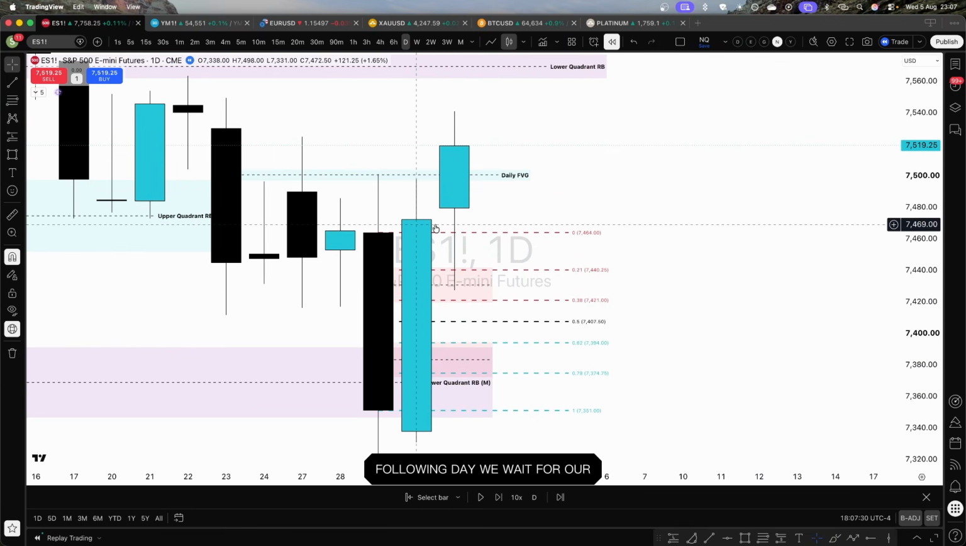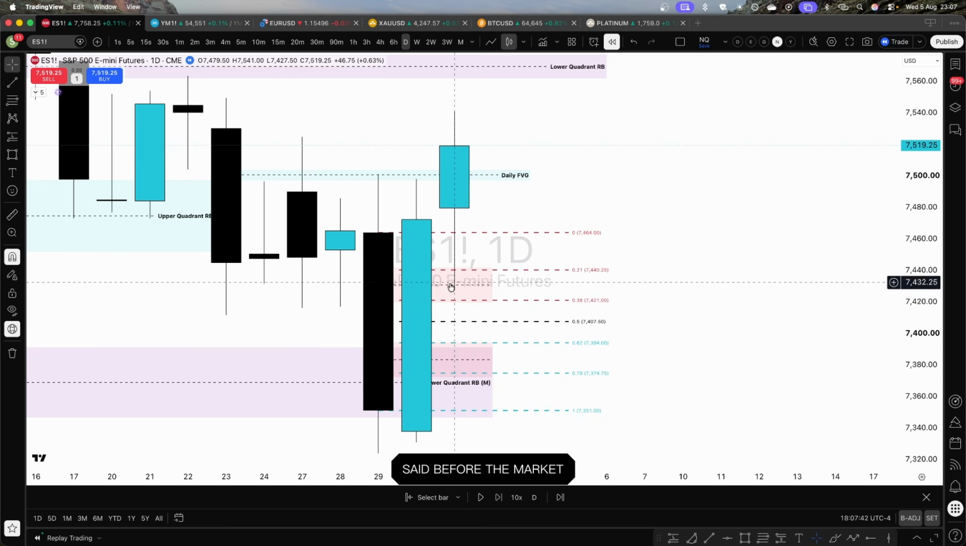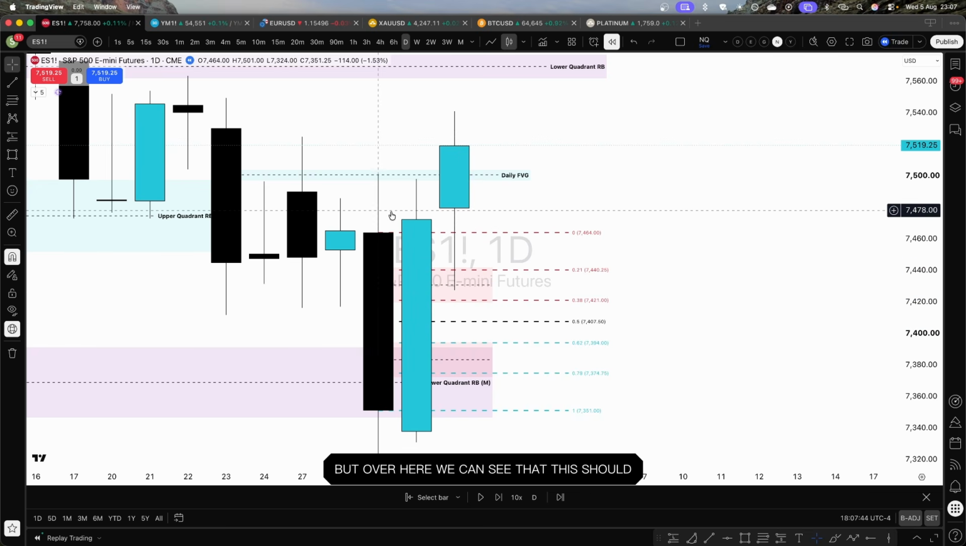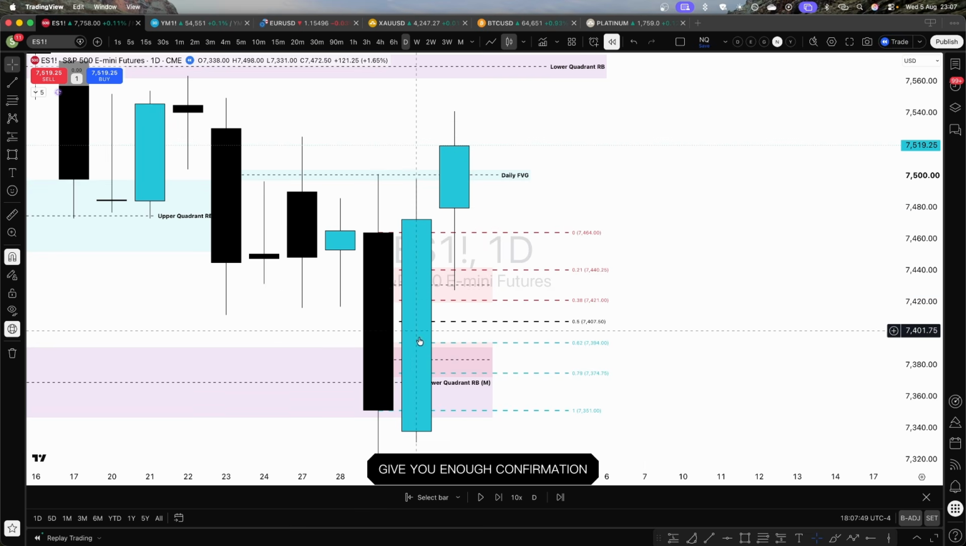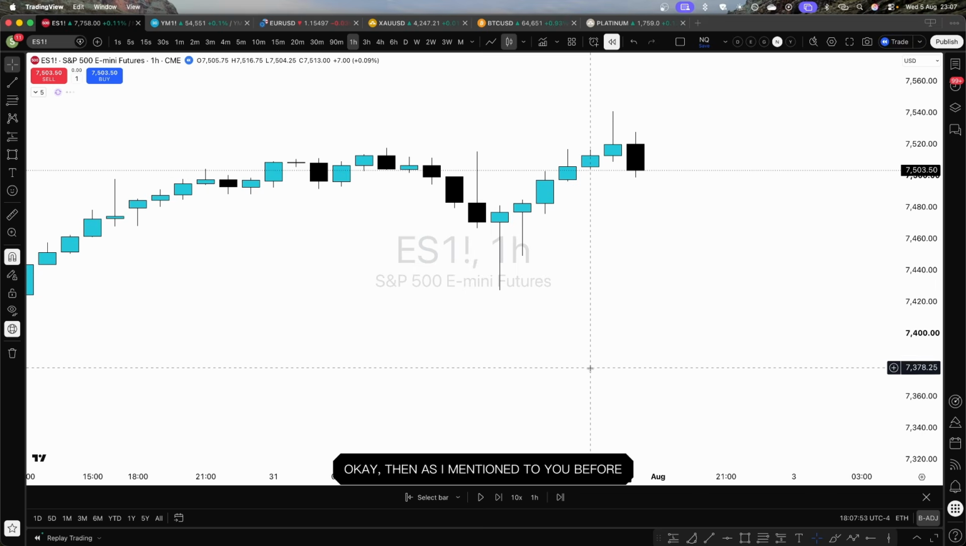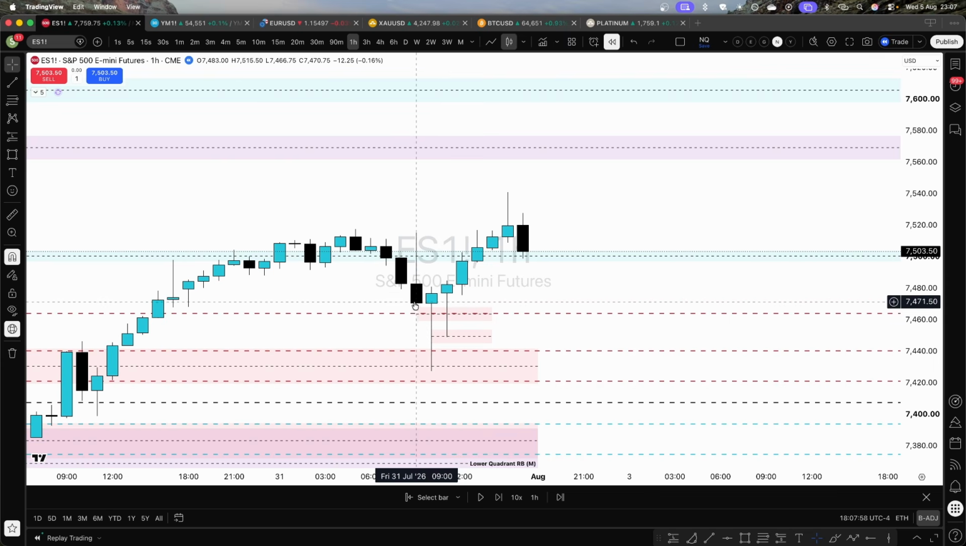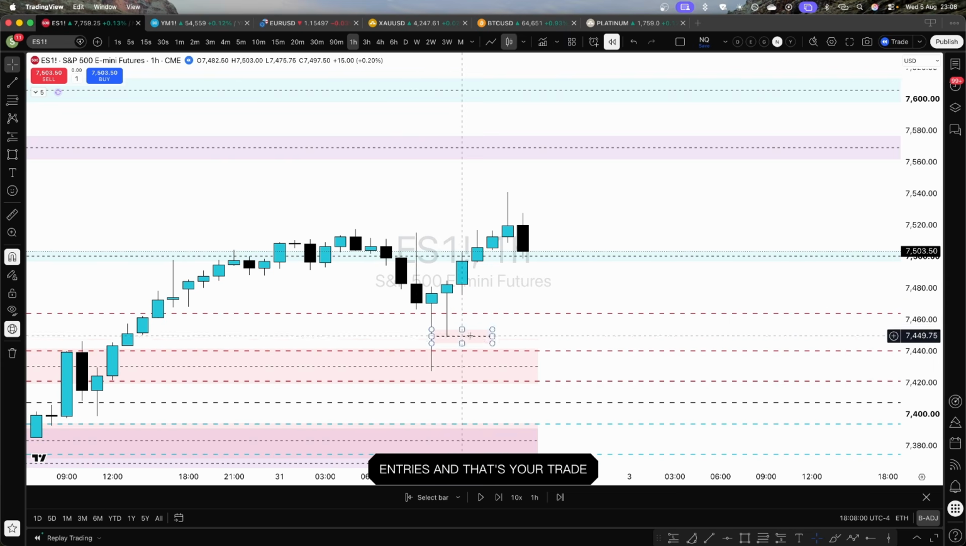Now the following day we wait for our confirmation. Our bias should be bullish on this day. Okay, we could wait further, of course, but because as I said before, the market tapped into the upper level. But over here, we can see that this should give you enough confirmation that the market is bullish. Then, as I mentioned to you before, we have this rejection from this level with 5 minute gaps and 5 minute entries, and that's your trade idea.